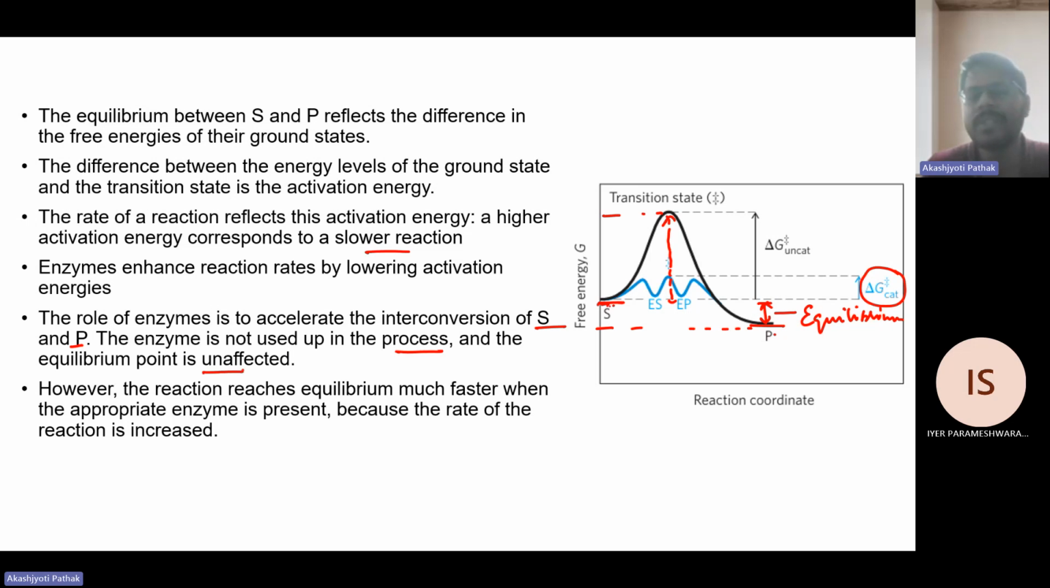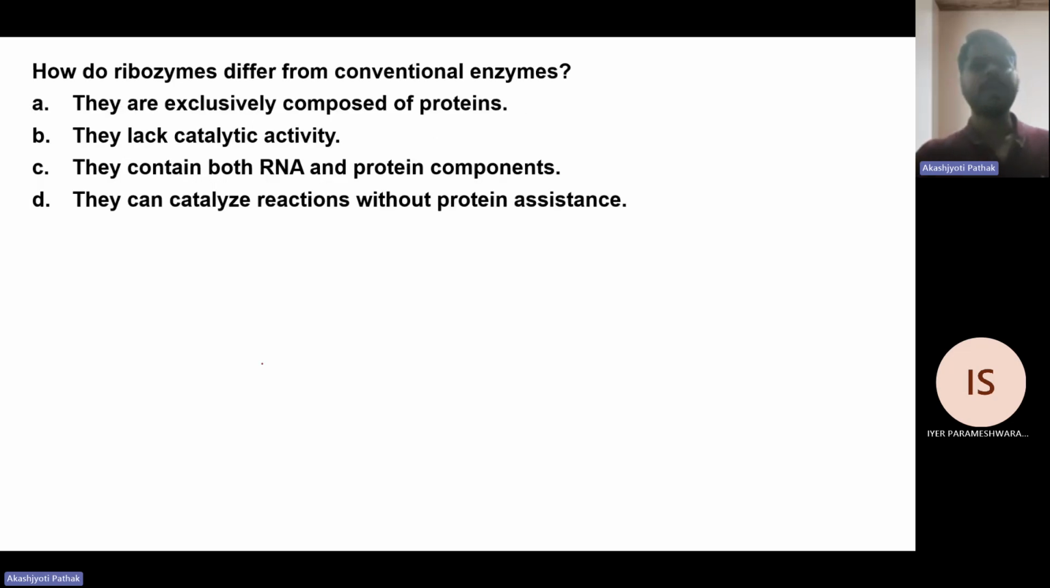So this is the equilibrium point of the substrate and the product. This equilibrium point does not get affected when you add an enzyme. Only the rate of the reaction increases. Why does the rate increase? Because the activation energy gets lowered when an enzyme is added. And similarly, the enzyme is not used up in the process. It will only increase the rate of the reaction. However, the reaction reaches equilibrium much faster when the appropriate enzyme is present because the rate of the reaction is increased. Okay, so now answer this question.